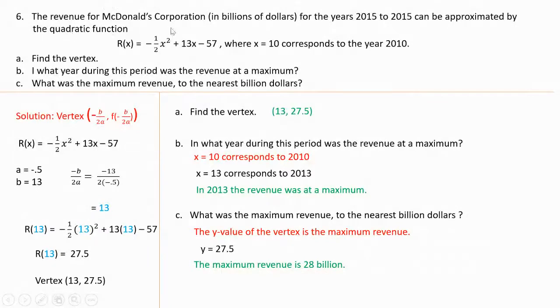So in other words, when they give you this type of problem, all you have to do is find the vertex. The x part of the vertex will be the answer for the year. And when it's asking for maximum or minimum revenue, the y part of the vertex will be the answer, which is the maximum revenue in this case. That's how this problem is related to quadratic functions.